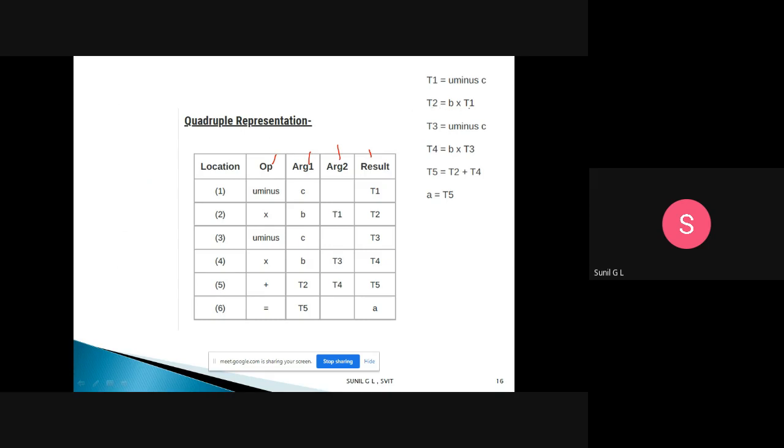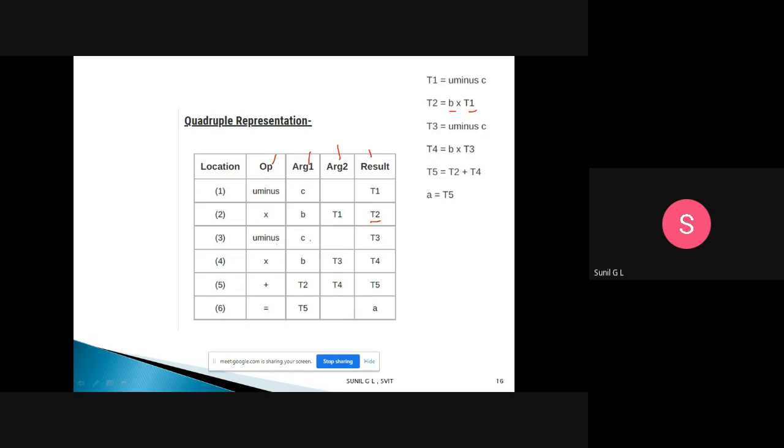Okay, so T2 is equal to B into minus 1. Here B and T1 are the arguments, and the result is stored in T2. Multiplication is the operator, and B and T1 are the arguments. This is T2, the result will be T2.